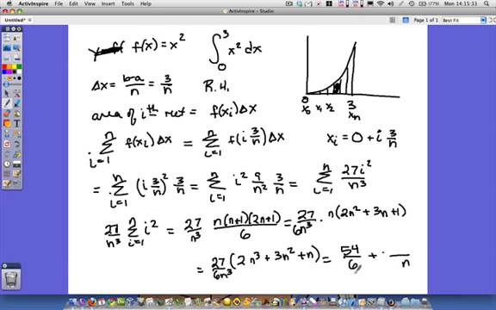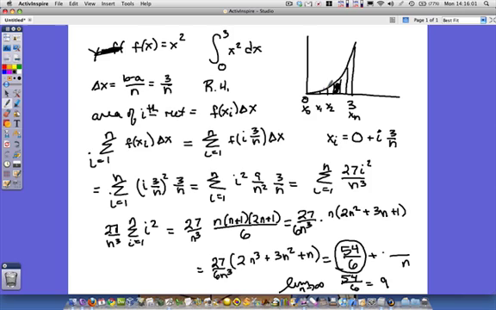Okay, what I'm going to end up doing with this Riemann sum then is taking the limit as n goes to infinity. If I take the limit as n goes to infinity, the only term that's going to be left is that one, because these with the n in the denominator are all going to go to 0. And so the area underneath that curve is 54/6, and I guess that equals 9 if you simplify it. That's how you do a Riemann sum.